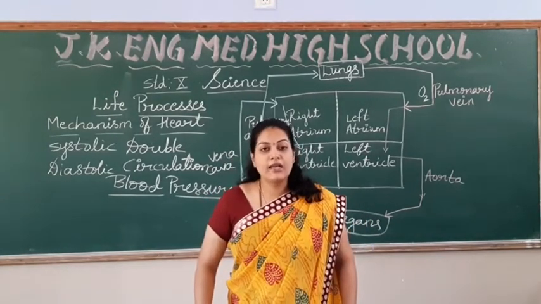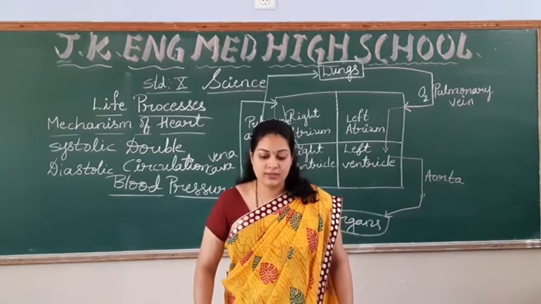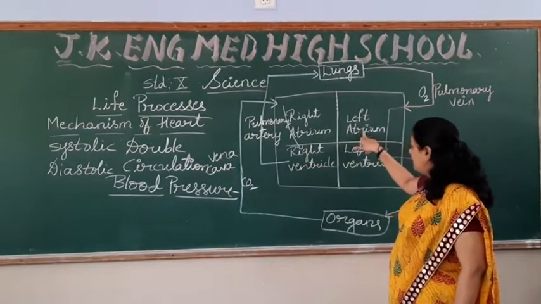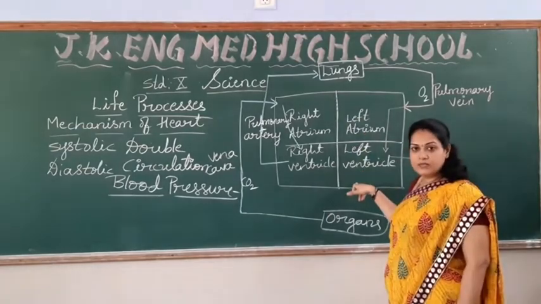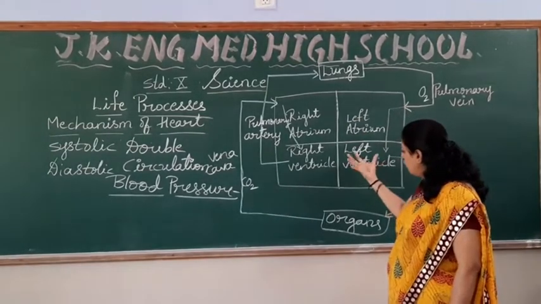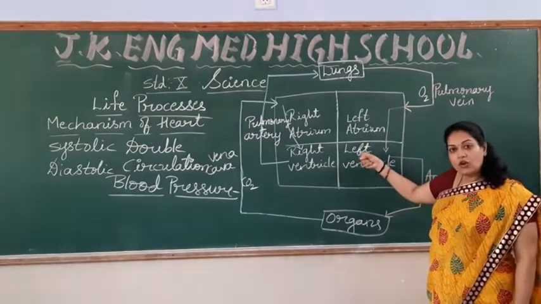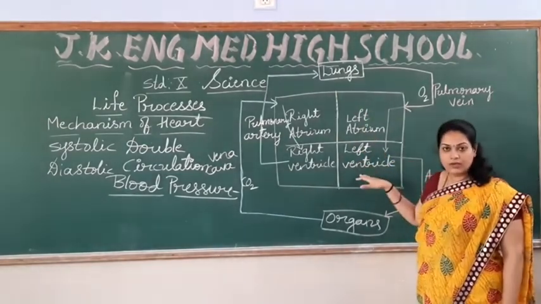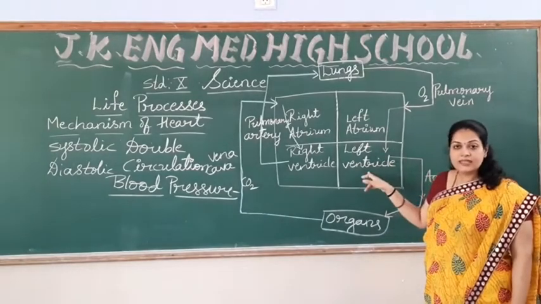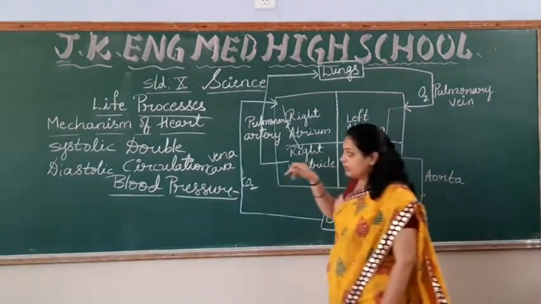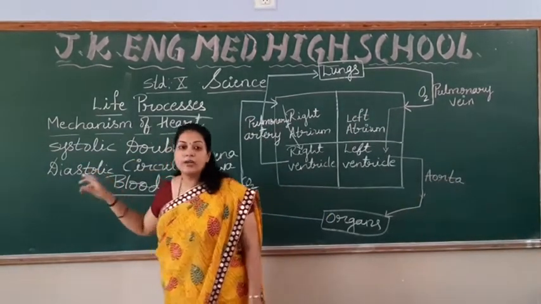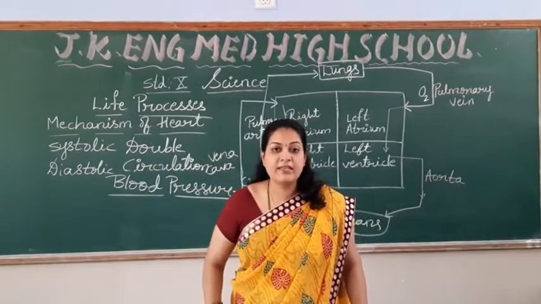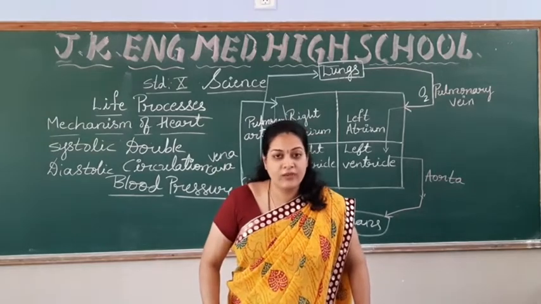What is systolic and diastolic blood pressure, students? See, from the left atrium to the left ventricle blood comes. So the left ventricle will contract. By the contraction of the left ventricle, blood enters into the aorta. Pressure is created here. So this pressure is called systolic pressure. The pressure will be more in arteries, students, compared with the veins.